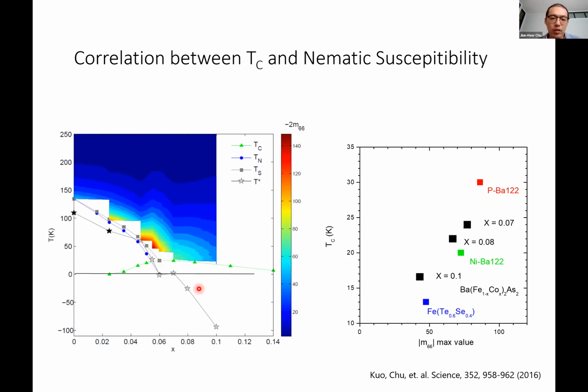And in fact, if you plot the superconducting Tc versus the maximum value of the elastoresistive coefficient of a range of iron-based superconductors, including the phosphorus doped, the nickel doped, the iron chalcogenides, and a few cobalt doped, which are these black dots, you'll find that there's a nice linear correlation between the maximum of the nematic susceptibility and the Tc of the material. This certainly implies that the nematic susceptibility, or the nematic fluctuation, could also be beneficial or even responsible for the pairing interaction in this material.